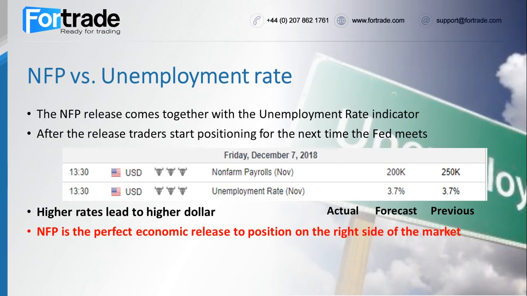As a rule of thumb, a lower unemployment rate is better for the economy, as jobs are created, and this could result in the Fed hiking rates. Higher rates lead to a higher dollar. And since there is no such thing as full employment in an economy, by the time the unemployment rate has fallen to below 4%, a labour shortage has already appeared.